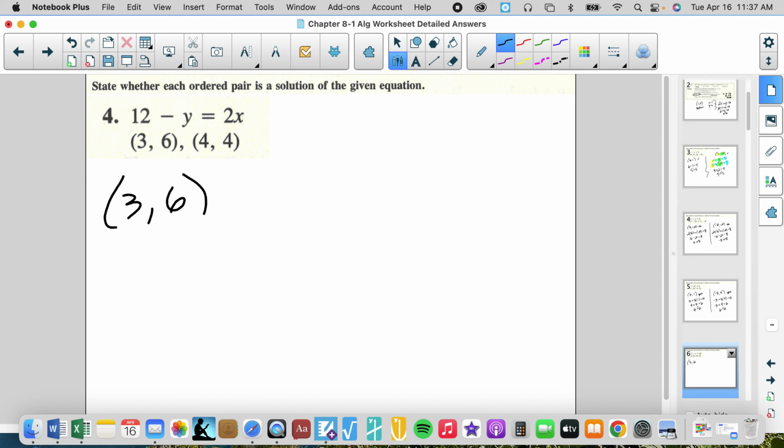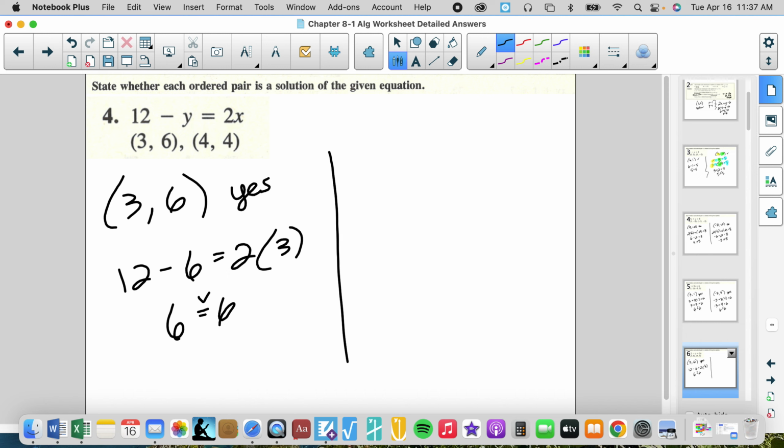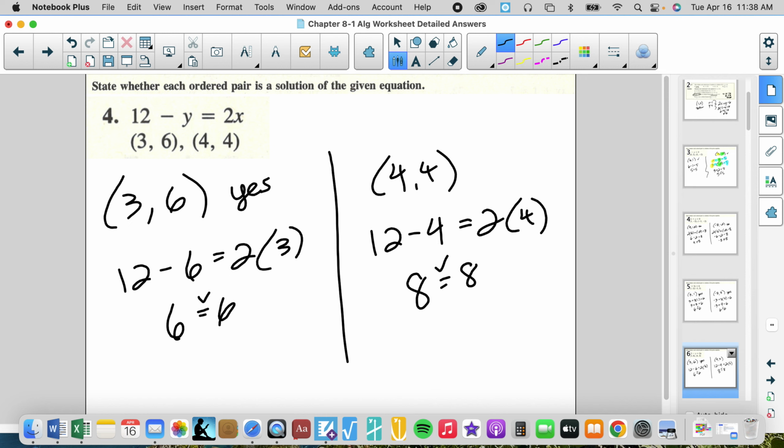The first ordered pair, 12 minus my y value, which is 6, equals 2 times my x value, which is 3. 6 equals 6, so that's a yes. 4 comma 4, we have 12 minus my y value equals 2 times my x value. 8 equals 8, and that's yes also.